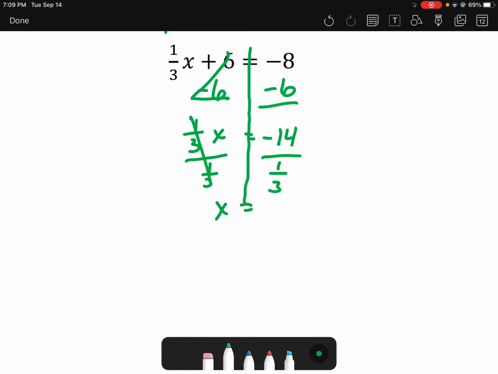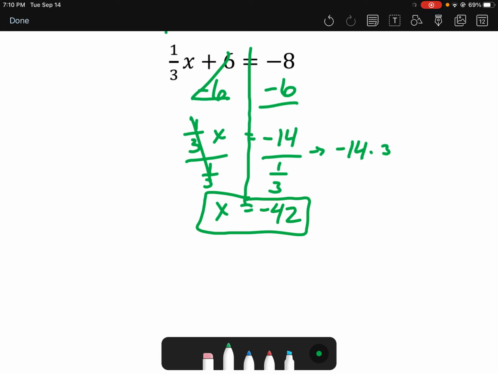On the right side, I have negative 14 divided by 1/3. When I divide by a fraction, it's the same thing as multiplying by its reciprocal. So I could say that this is negative 14 times 3 over 1, or just 3. So negative 14 times 3 is, like, negative 42? Yeah. X is by itself, there's my solution.